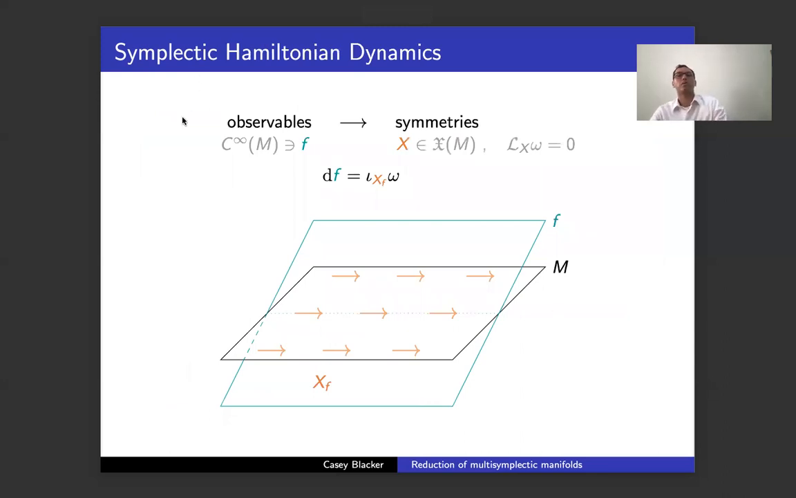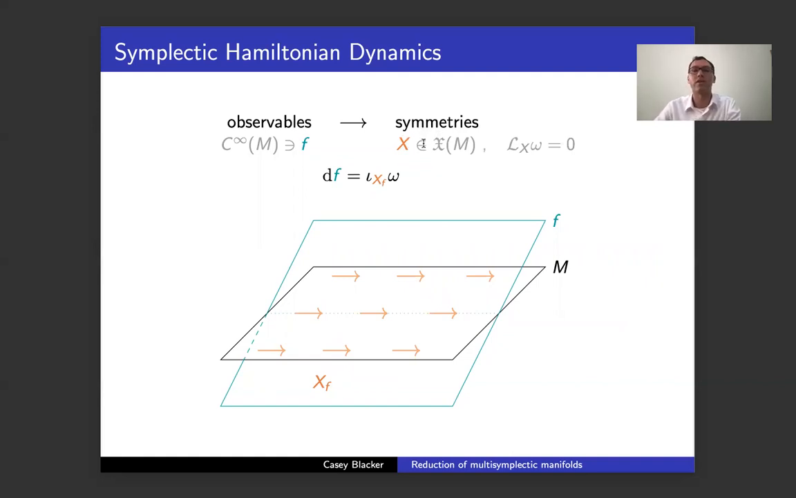Right. So we get some very interesting structure on this space, or very interesting interaction between functions and vector fields on symplectic manifolds. Namely, we obtain a map from smooth functions f, which we might informally associate with classical observables on M, to symplectic vector fields X, which we might associate with symmetries of M.